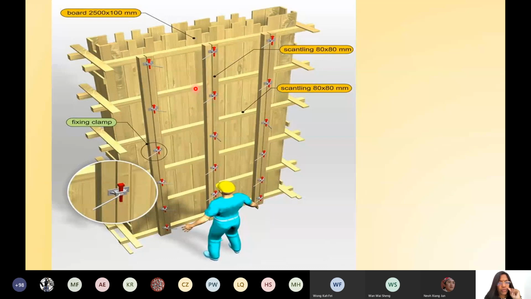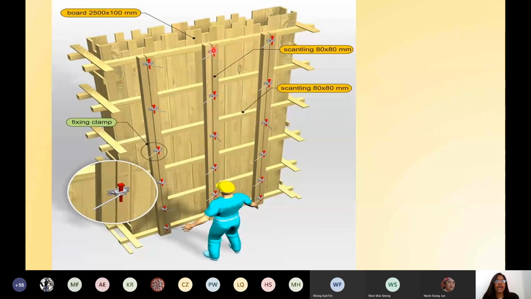And this is for the shear wall. This is a mold used for constructing a shear wall, a slender wall or just a wide sliding wall, not taking any other type of load. A concrete wall can be constructed by using this scaffolding or this formwork. It's called a shear wall. What are the components here?